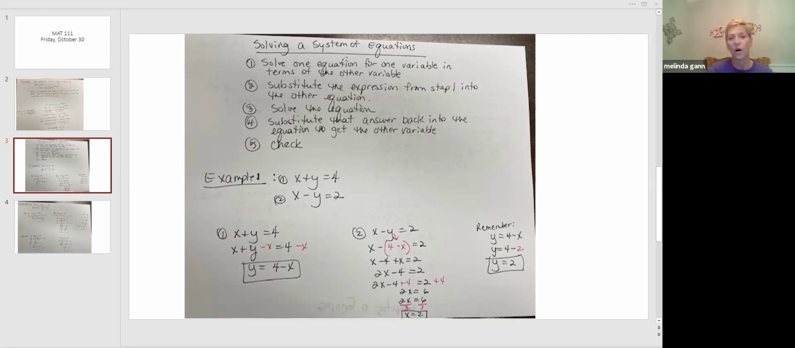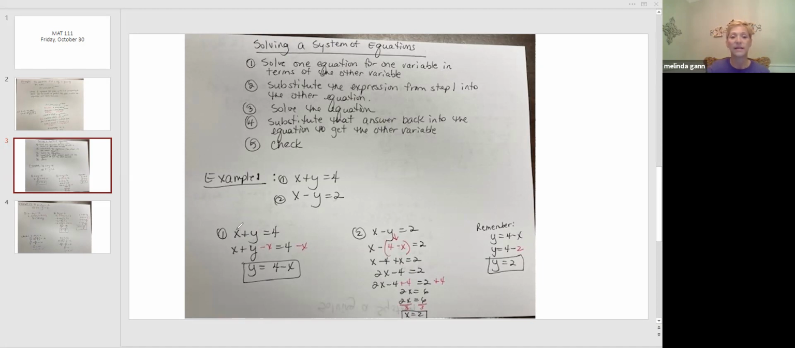It says you solve for one variable in one of your equations in terms of the other variable. Then you substitute the expression from step 1 into the other equation and solve it. And then you substitute that answer back into an equation to get the other variable and you check. Now, how do you know whether to make this one say X equals or Y equals? It's really just your choice. You're going to get the same answer either way.